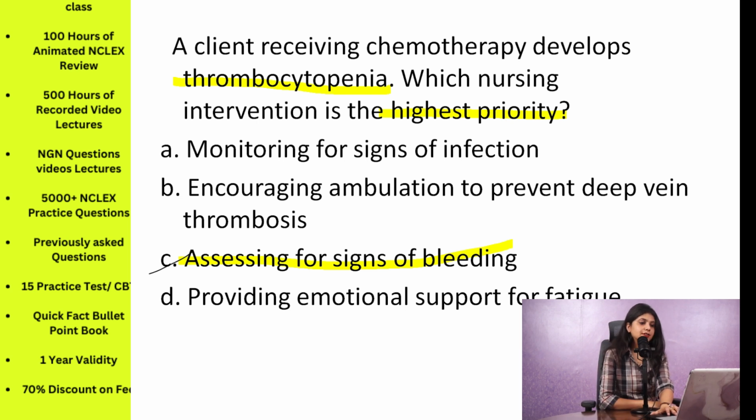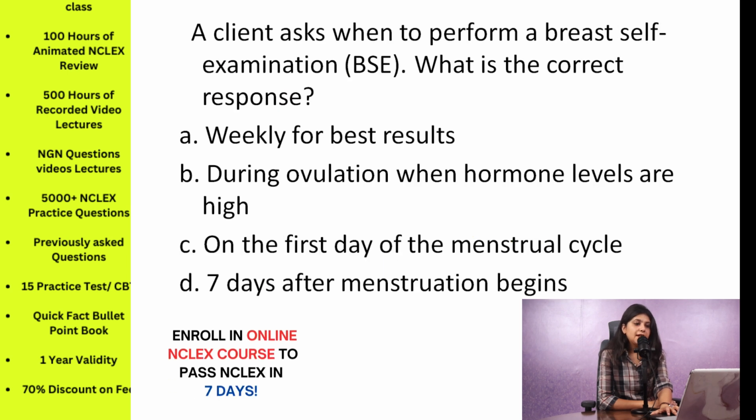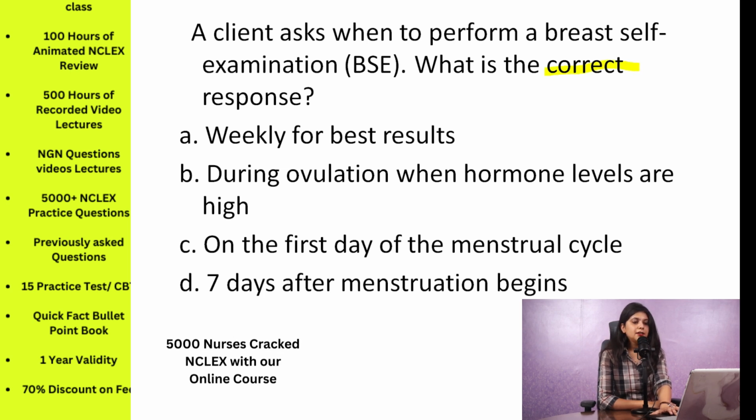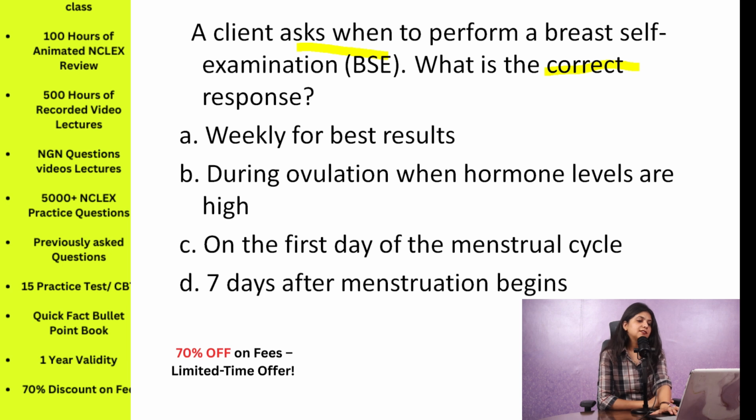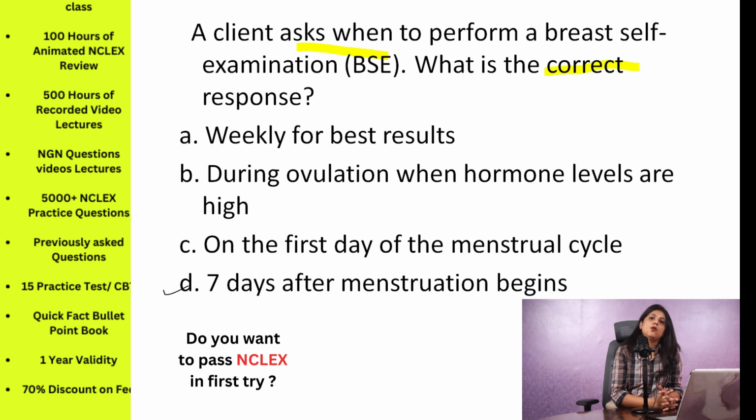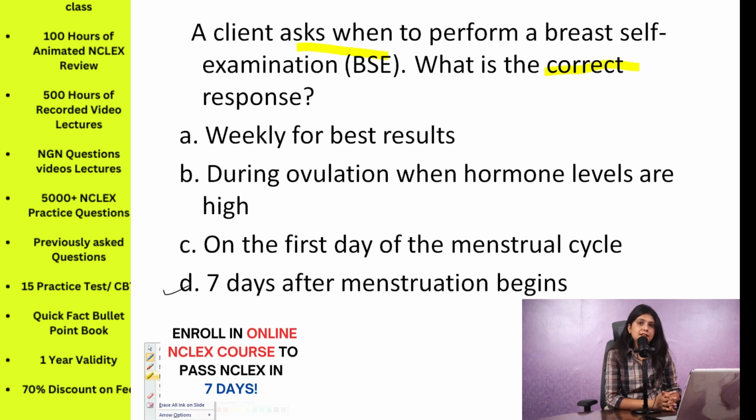Let's see another question. A client asks when to perform a breast self-examination, BSE. What is the correct response? A. Weekly for best results. B. During ovulation when hormone levels are high. C. On the first day of the menstrual cycle. D. 7 days after menstruation begins. Answer. D. Rationale. The best time for BSE is 7 days after menstruation starts, when hormone-related breast changes have subsided.